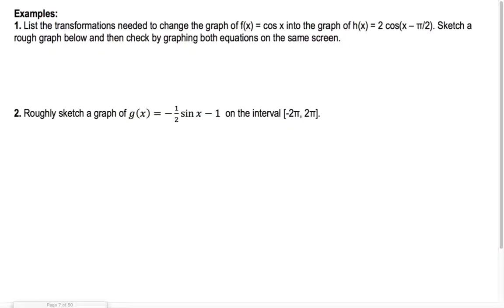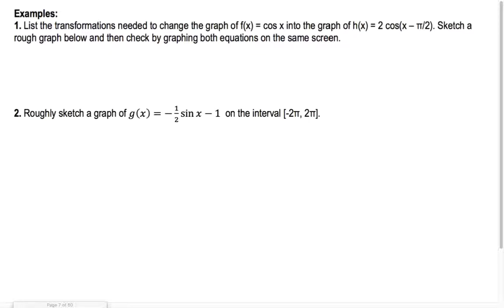So let's try it. It says, list the transformations needed to change the graph of cosine of x into 2 cosine of x minus pi over 2. Sketch a rough graph below, and then check by graphing both equations on the same screen. Okay. So what do we think? What do you think the 2 does out front? It changes what we call the amplitude.